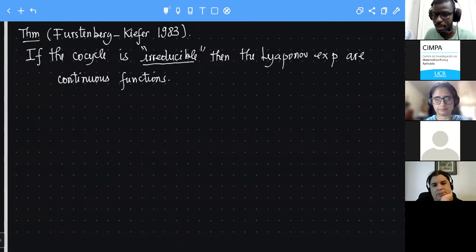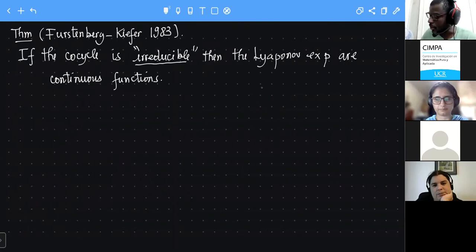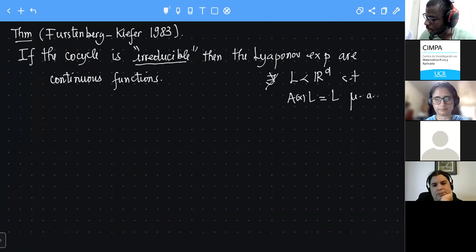If you are far from the previous situation, you get continuity. Irreducible means that there is no proper subspace L of R^d such that A(x)L equals L for mu-almost every x in M. If there is no proper subspace of R^d satisfying this, then the Lyapunov exponents are continuous.